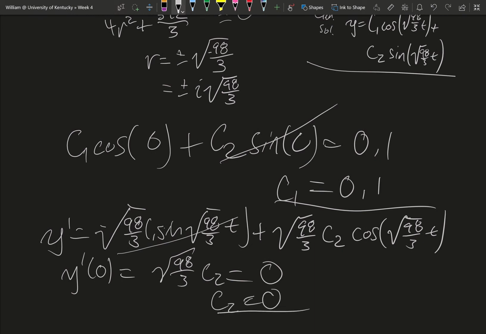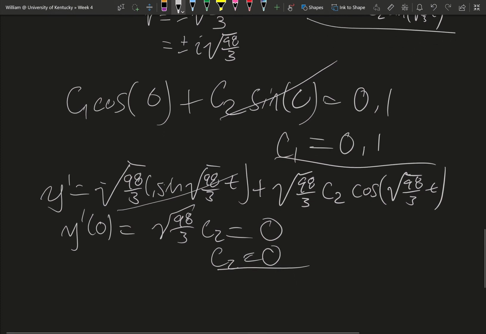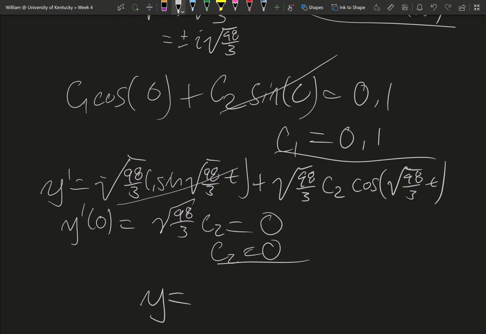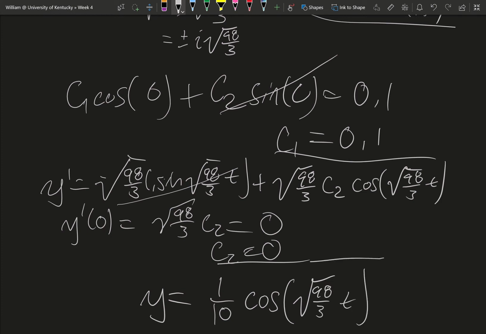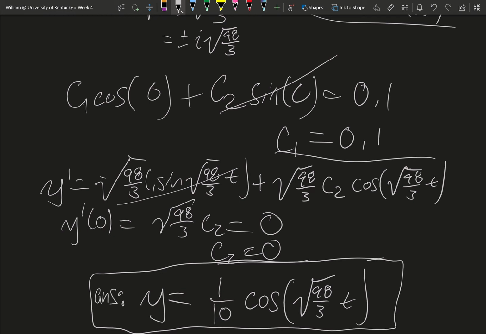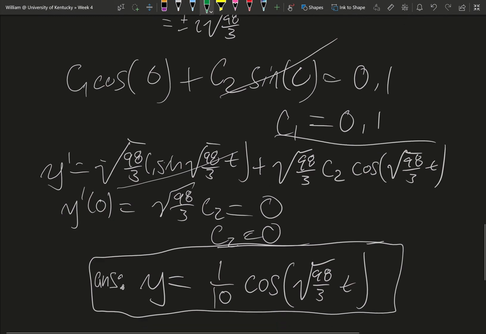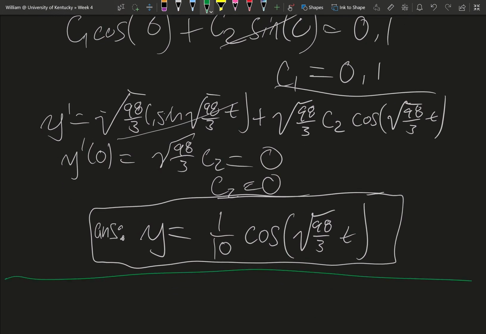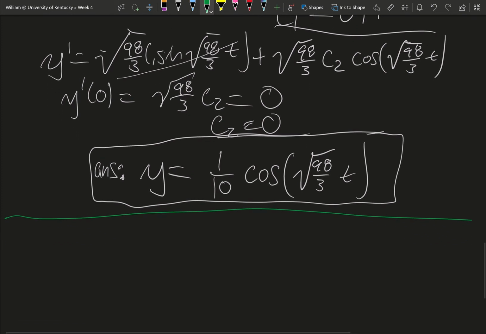So C2 equals 0, C1 equals 1/10, and so we can get our final answer, y is equal to 1/10 times the cosine of square root of 98 thirds times t. That is our final answer. All right, that should largely be enough for what you need for the web work, but I am going to say a couple more things.